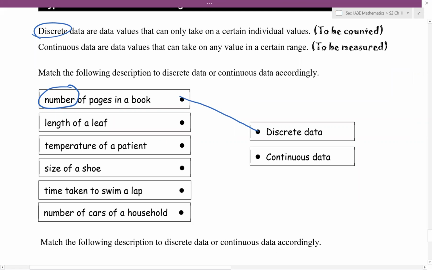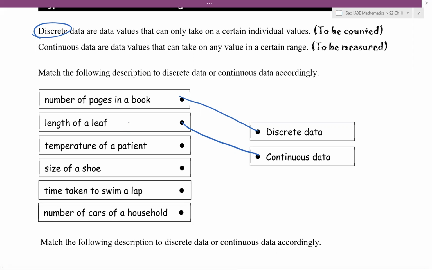The next one, the length of a leaf. How do we obtain the data for the length of a leaf? We are going to have to measure it. And the length of the leaf will fall within a range. There is a minimum length that a leaf can have, and there is a maximum length that a leaf can have. It can't be infinite. So this length can lie anywhere within this range. It can be a decimal, it can be an integer. So we call this continuous data. It lies anywhere on the number line. It doesn't have to be an integer.